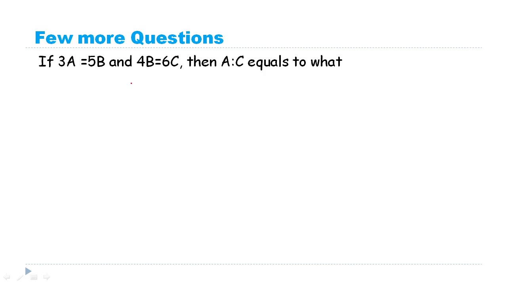And the last question: if 3a is equal to 5b and 4b is equal to 6c, then find a is to c. Okay, so 3a is to 5b. From here we can write that a by b is equal to this one. Can we write or not? Because if you do this cross multiplication, you can get this one, right? 3a, 5b. Okay, so the ratio of a is to b is 5:3. And from the second one, from here you can write b by c is 6/4, right?